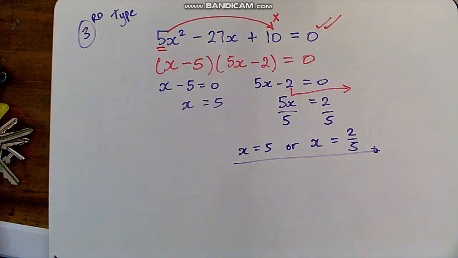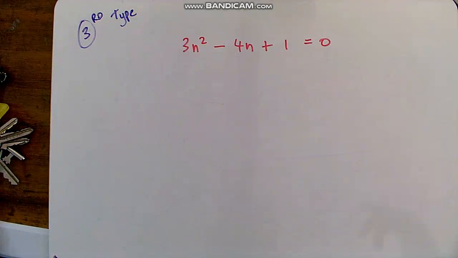And that is our final answer. Do pause the video and see if you can do this one. First step will be to multiply the 1 and the 3. Right, so multiplying 3 times 1, we will get n squared minus 4n plus 3.